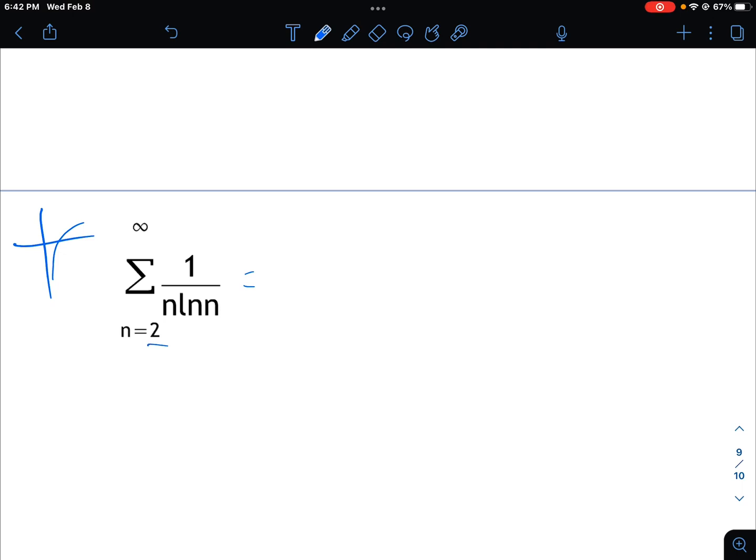But we're going from 2. So we're going to be out here. We're going from 2, and we're going on. Okay? When we plug in numbers to this, we get 1 over 2 ln of 2, plus 1 over 3 ln of 3, which is smaller because we're dividing by something larger, then 1 over 4 ln of 4. So far what we know is it's positive, continuous on the interval from 2 to infinity, and we know it's decreasing because the numbers in the denominator are getting larger.